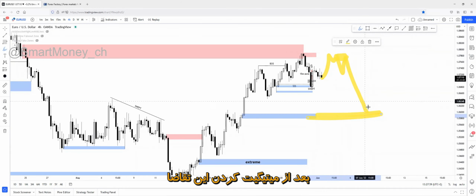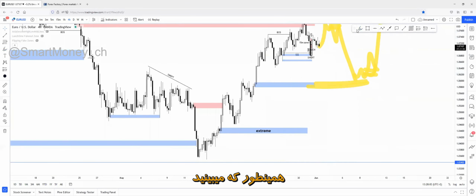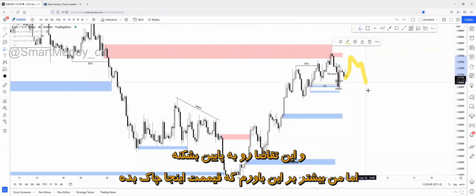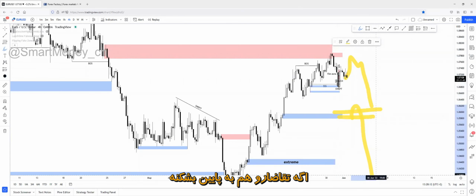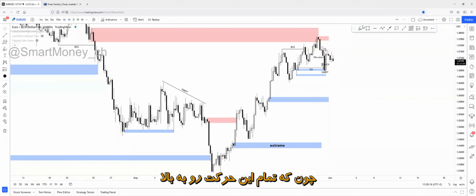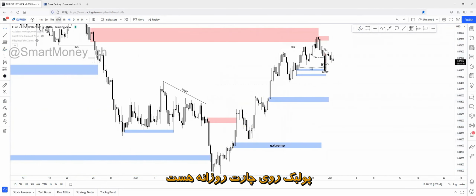And after this demand mitigation, we can expect a continuation to the upside, because price is following an extremely bullish trend, as you can see. But I see more reality that price will actually change character right here and break below this demand zone, or even break below this demand zone too, because this overall 4-hour bullish movement is just a pullback of the daily chart.